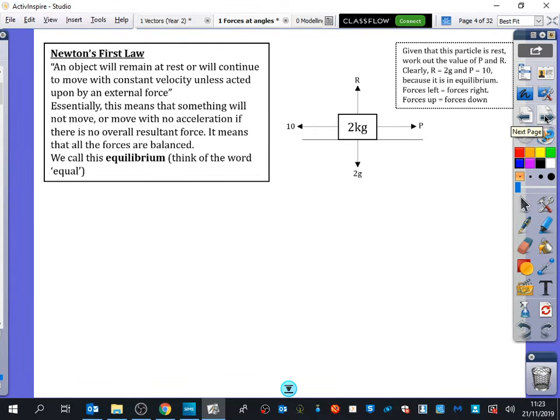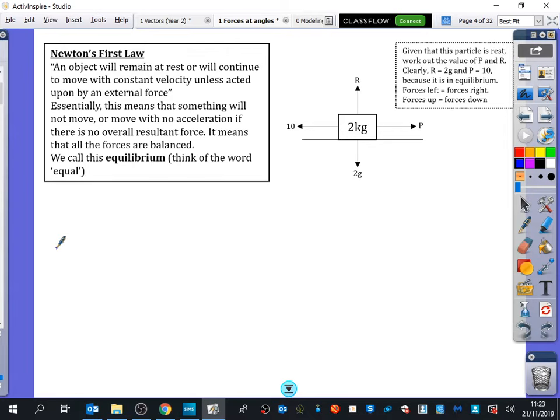Okay, we're then going to talk about Newton's first law. You don't have to know that it's called Newton's first law, but it's nice to know some of these extra things about Isaac Newton. An object will remain at rest or will continue to move with constant velocity unless acted upon by an external force. Essentially, this means that something will not move or move with no acceleration if there is no overall resultant force. It means that all the forces are balanced, and we call this equilibrium.